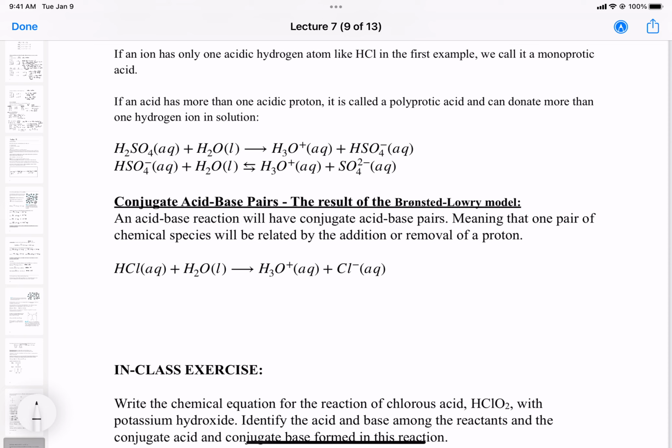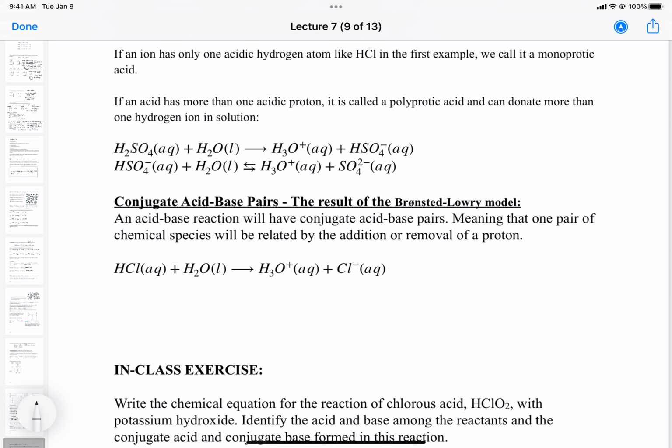So in an acid-base reaction, we will have what we call conjugate acid-base pairs. A conjugate is basically a species that's related to another species in solution by a single proton. Conjugate has many meanings, but in chemistry, it usually refers to an acid or base pair that's related by the loss or gain of a proton.